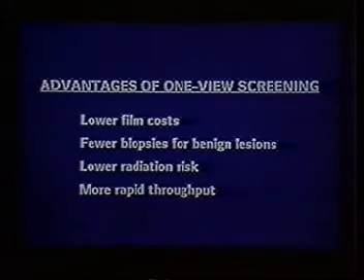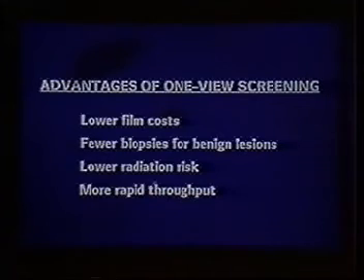If we are to summarize our experience with one-view screening, what are the advantages and the disadvantages of it? Well, the advantages of single-view screening could be lower film costs. You're using only half the film, so it's got to cost less. There are fewer biopsies for lesions that prove to be benign, and benign biopsies don't do women any good. There is a lower radiation risk to a certain extent. You're taking half the films.